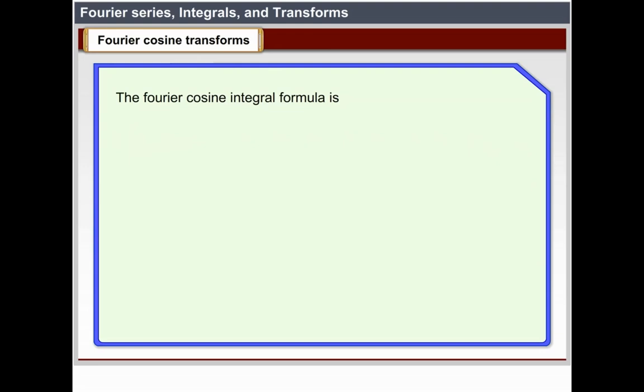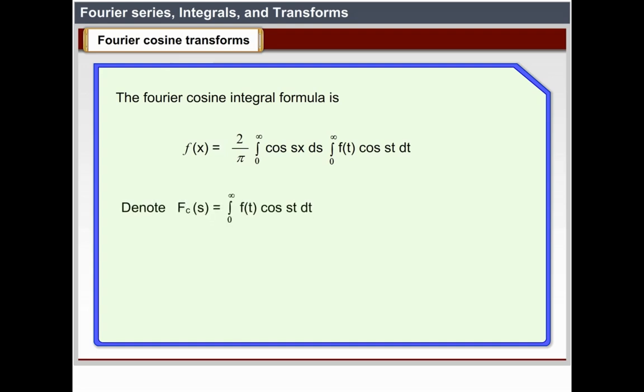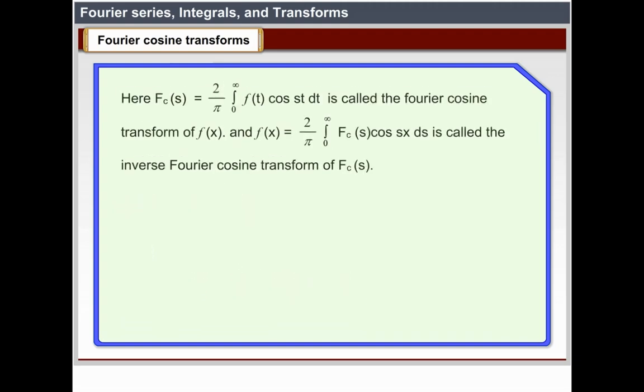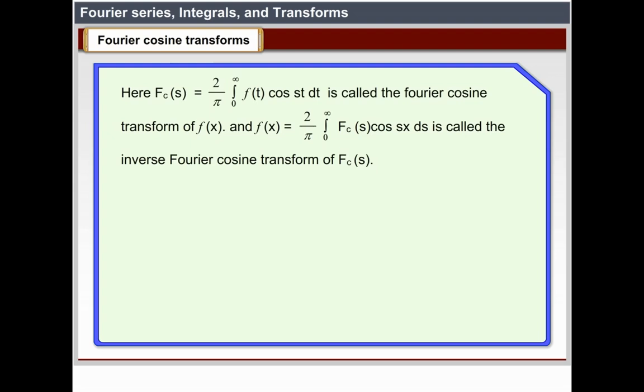The Fourier cosine integral formula is f of x equal to 2 by pi integral 0 to infinity cos sx into ds integral 0 to infinity f of t into cos st into dt. Denote Fc of s, that means capital Fc of s equal to integral 0 to infinity f of t into cos st into dt. Then f of x equal to 2 by pi integral 0 to infinity capital Fc of s cos sx into ds.